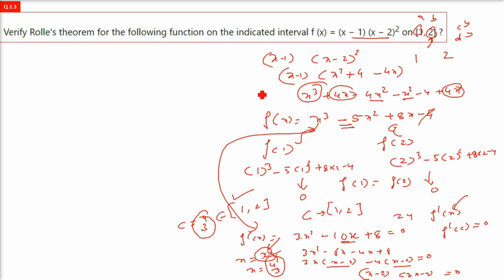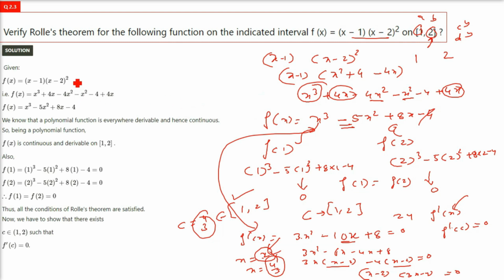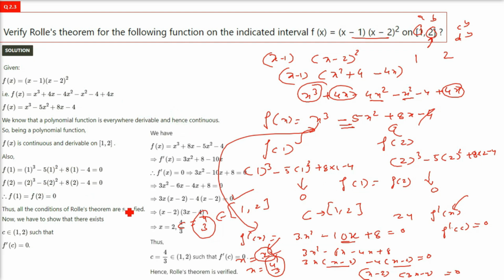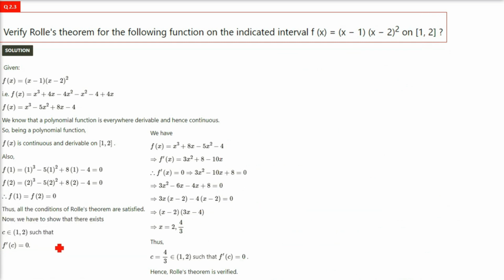Now how are we going to do it? These are all the steps you are going to follow. Write it neatly, cleanly, and show it to the examiner that you know all the steps right from the opening of this function till the finding of the roots, and finally finding the value 4 by 3, which is lying between 1 and 2, and finally saying that Rolle's theorem is verified in this. Okay, this is the question which we have just discussed.